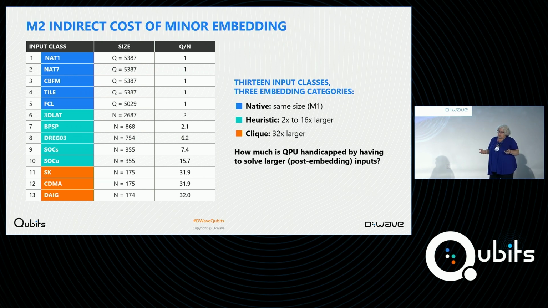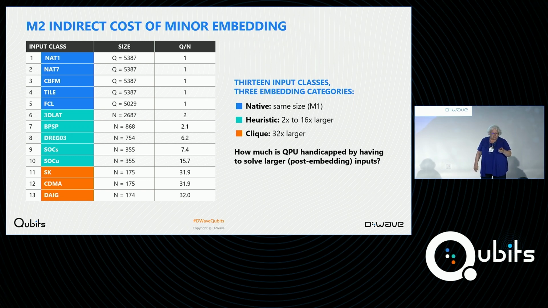So in order to consider these problems, especially for milestone 2, we generated 13 different input classes, all kinds of categories, all kinds of structures to get as much variety as we could. The first 5 in blue there are native problems. They're generated directly on the hardware graph. There's not a logical and a physical version. They're both the same. So, any kind of solver can read that.